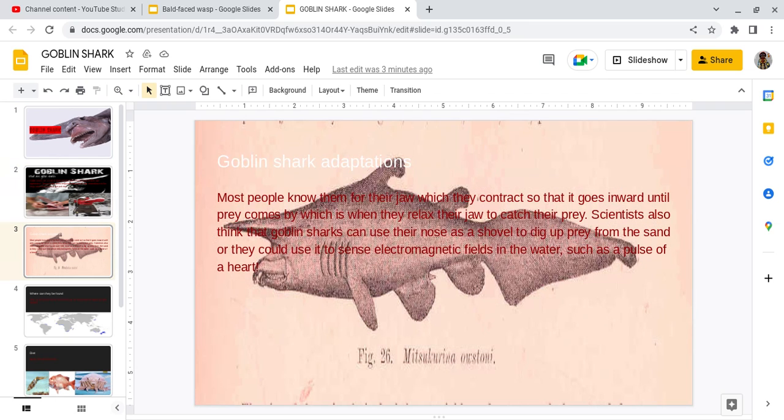Goblin shark adaptations. Most people know them for their jaw, which they contract so that it goes inward until prey comes by, which is when they relax their jaw to catch their prey. Scientists also think that goblin sharks can use their nose as a shovel to dig prey from the sand, or they could use it to sense electromagnetic fields in the water, such as the pulse of a heart.